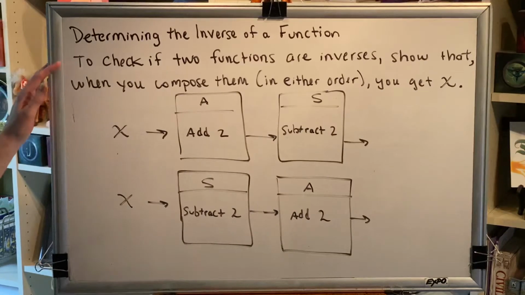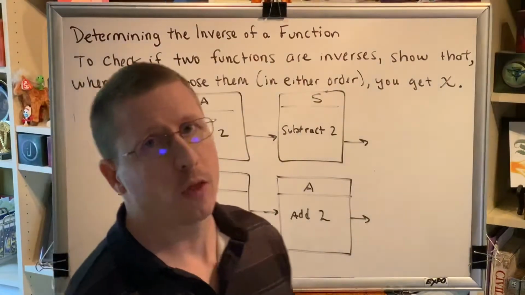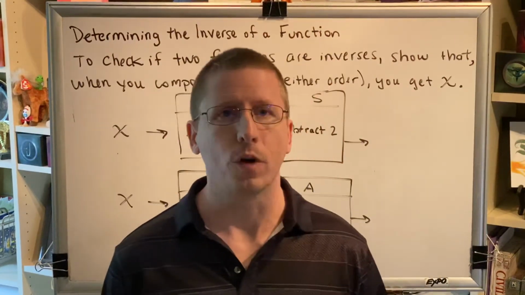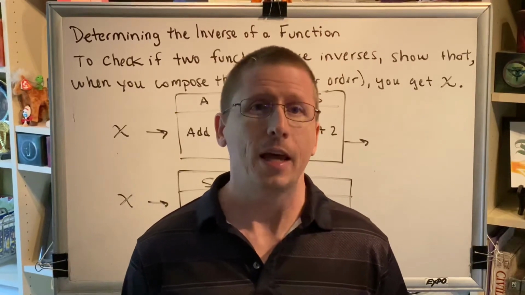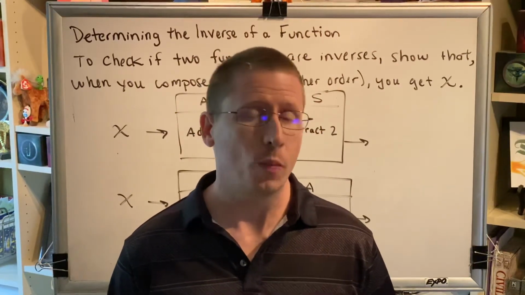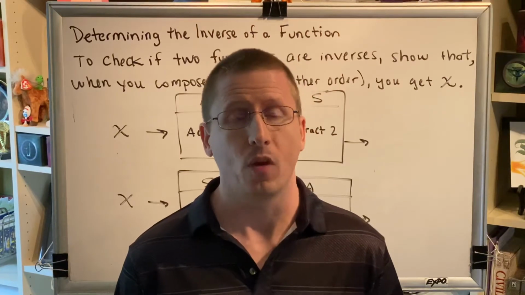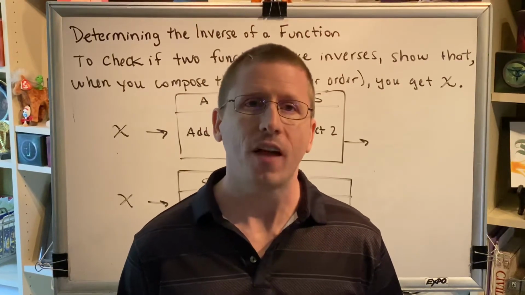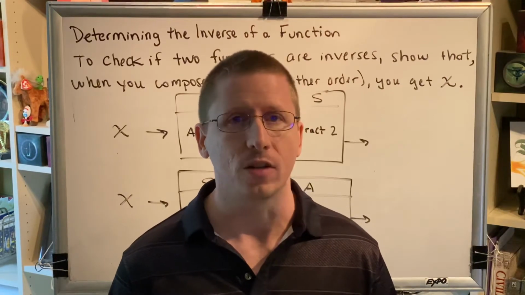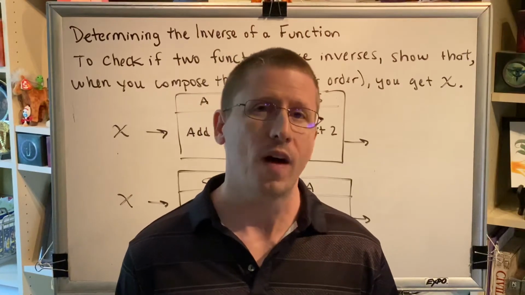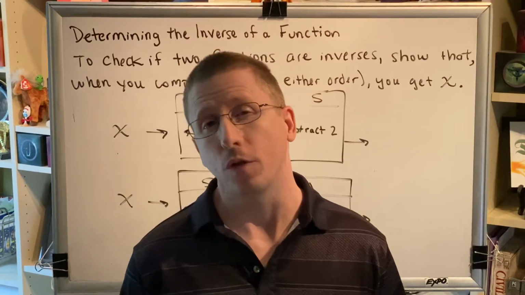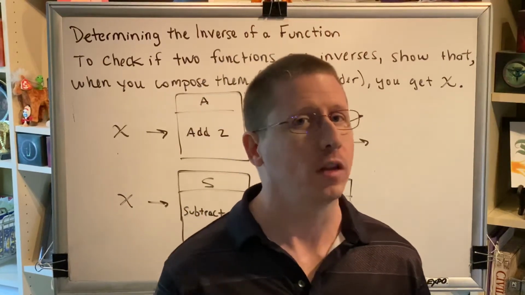To check if two functions are inverses, show that when you compose them in either order, you get x. So one way of thinking about the word inverse is kind of like the mathematical version of opposite. Up and down are opposites. Left and right are opposites. In a math class, we have operations that we also recognize as being opposites. For example, add and subtract are opposites. In a math class, we call those inverse operations. Adding is the inverse of subtracting. Multiplying is the inverse of dividing. Cubing is the inverse of cube rooting. There are many mathematical inverses.